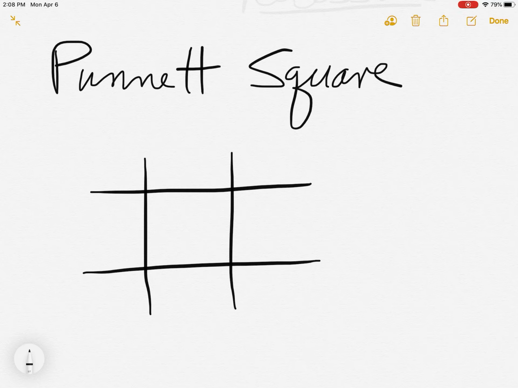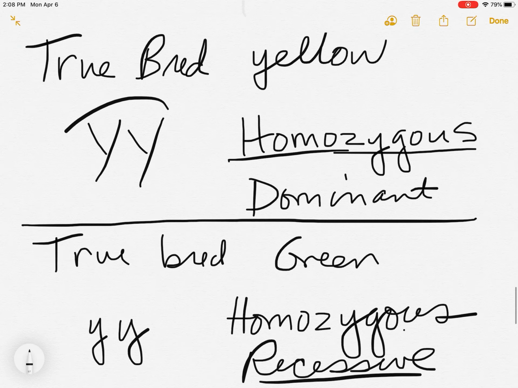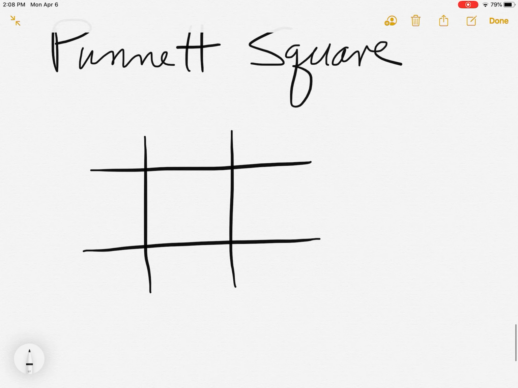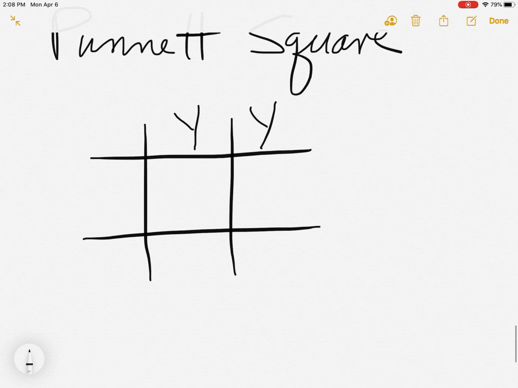On the top, you write one of the parents' alleles. Remember, the true-bred yellow has two capital Ys. So when it goes through meiosis, it will make egg cells or sperm cells that only have capital Ys in them. So I put the capital Ys here across the top. The other one is homozygous recessive. It only makes sperm or eggs that carry the green version. I'll put those ones down here.